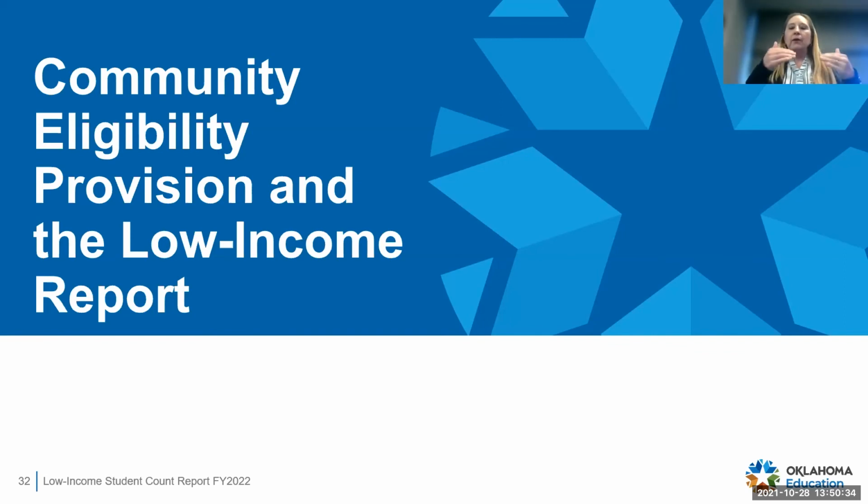And that's the same way for every student. It's the highest enrolled eligible. And that's the numbers you're looking at for your low income report. So your low income report could have more students eligible than enrolled. It could happen.